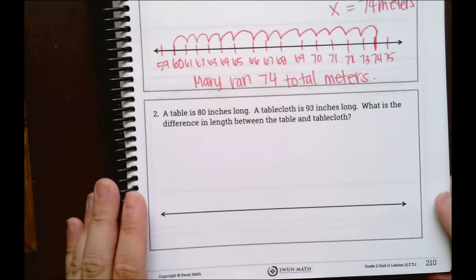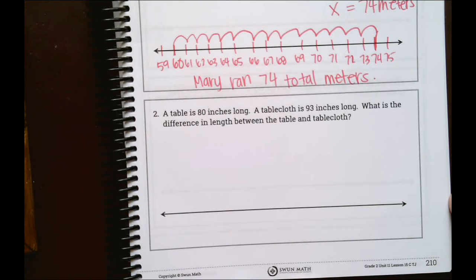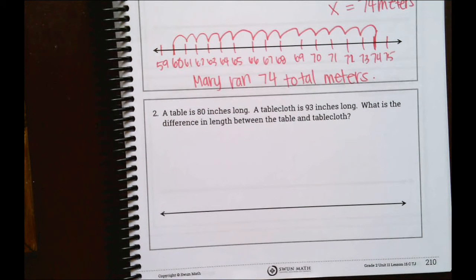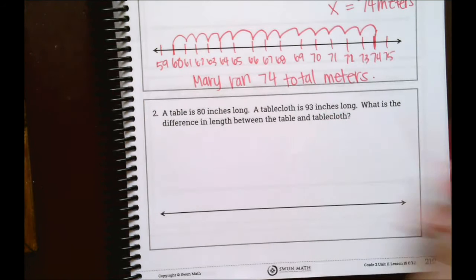All right, number 2. A table is 80 inches long. A tablecloth is 93 inches long. What is the difference in length between the table and tablecloth? So again, this is the most important part, right? Reading the question and figuring out what they're asking you to do. So we know that we have a table and it's 80 inches long. We also know that a tablecloth is 93 inches long.